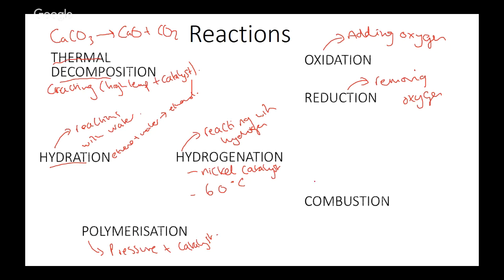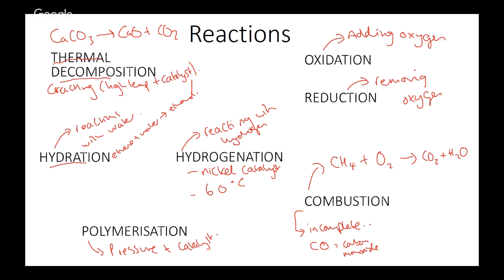And finally, combustion. Combustion, when you're burning something, if it's complete combustion, it's in the presence of enough oxygen. So for example, we'll take a hydrocarbon like methane, react that with oxygen, because when it burns, it will react with oxygen in the air to create the two products of carbon dioxide and water. If you have incomplete combustion, when there's not enough oxygen, what you get is a couple of products. You can get a toxic carbon monoxide. That can be a product.